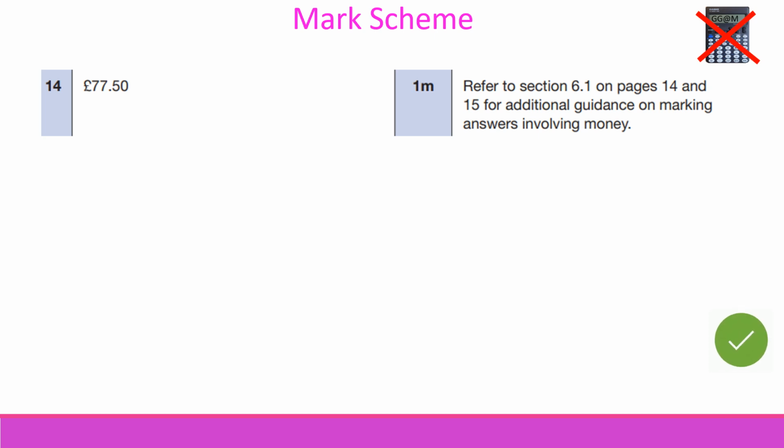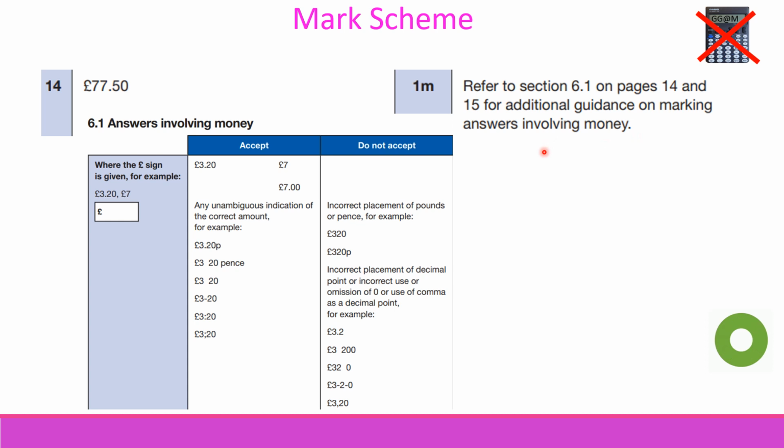The mark scheme on this question says the answer is £77.50. Now it says refer to section 6.1 on page 14 and 15 for additional guidance for money. So this is the additional guidance that is given. It says what forms are accepted and what forms are not accepted. So because the pound sign was given in the answer box, any of these forms here will be accepted for the answer. These ones over here will not be accepted. So make sure you write your answer in an acceptable form rather than the non-accepted form. And this will give you 1 mark in the exam.